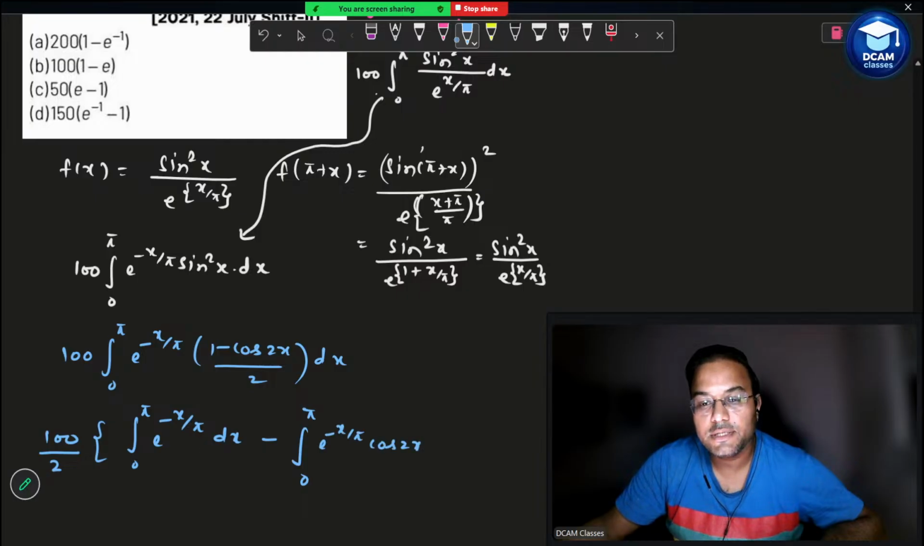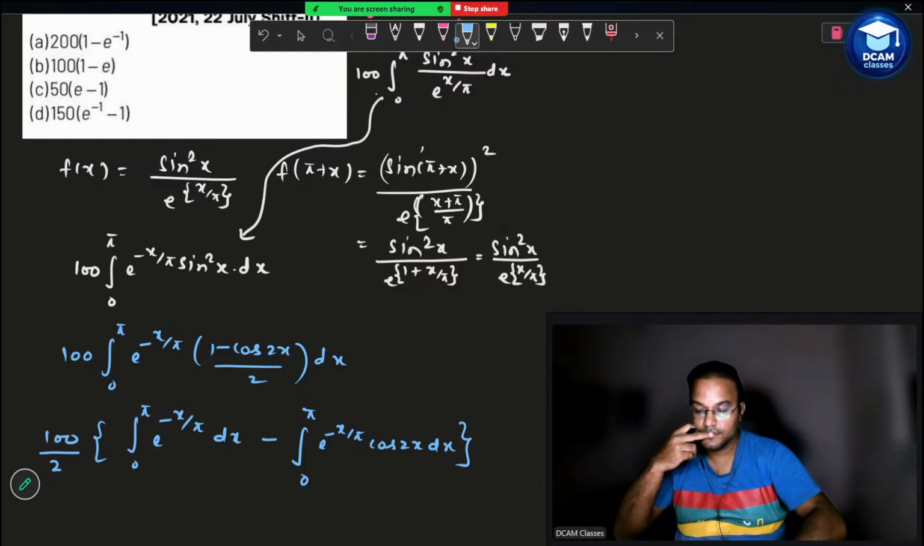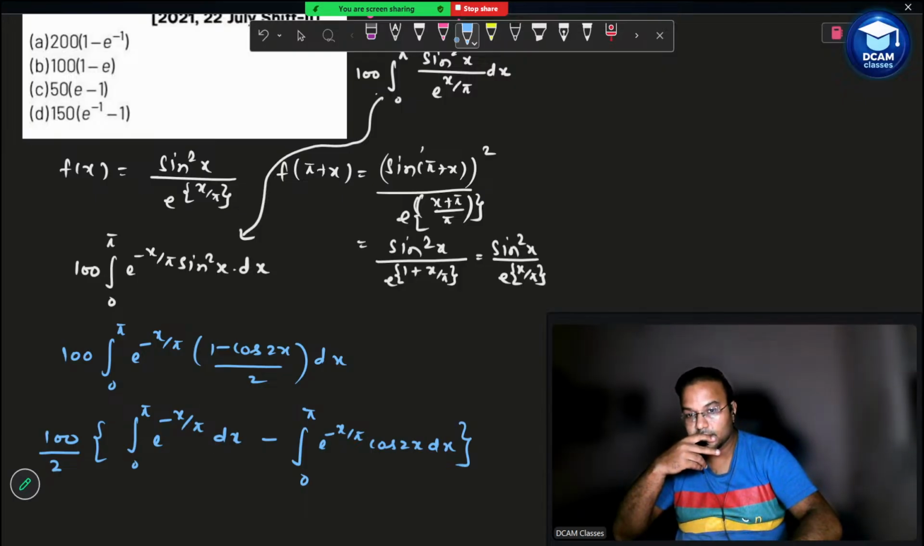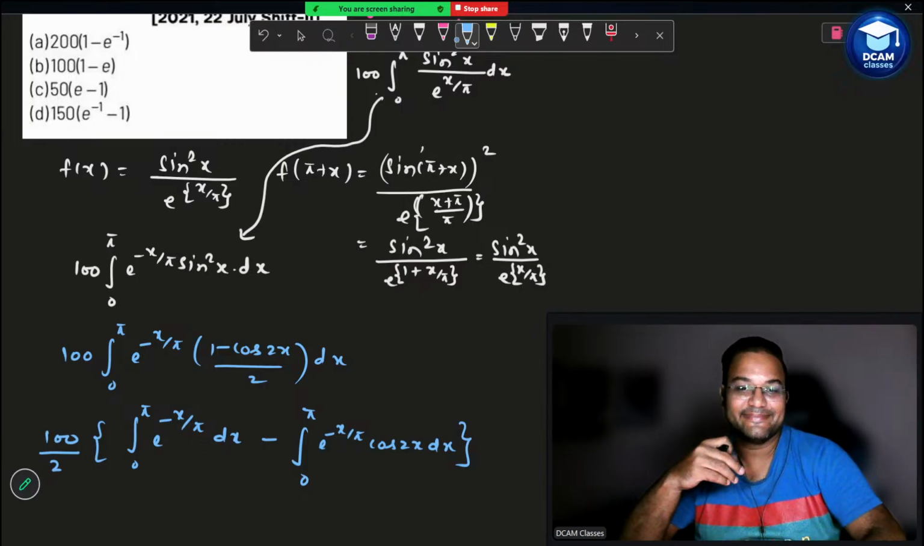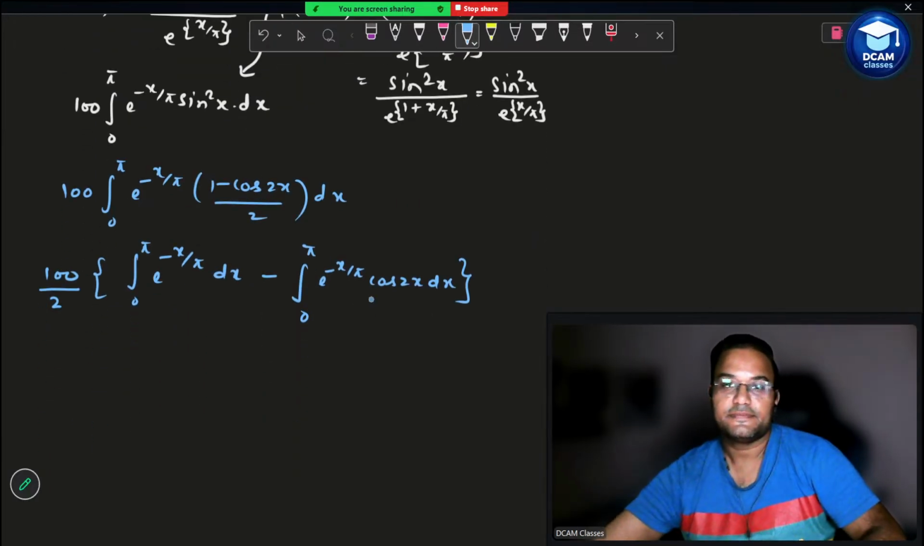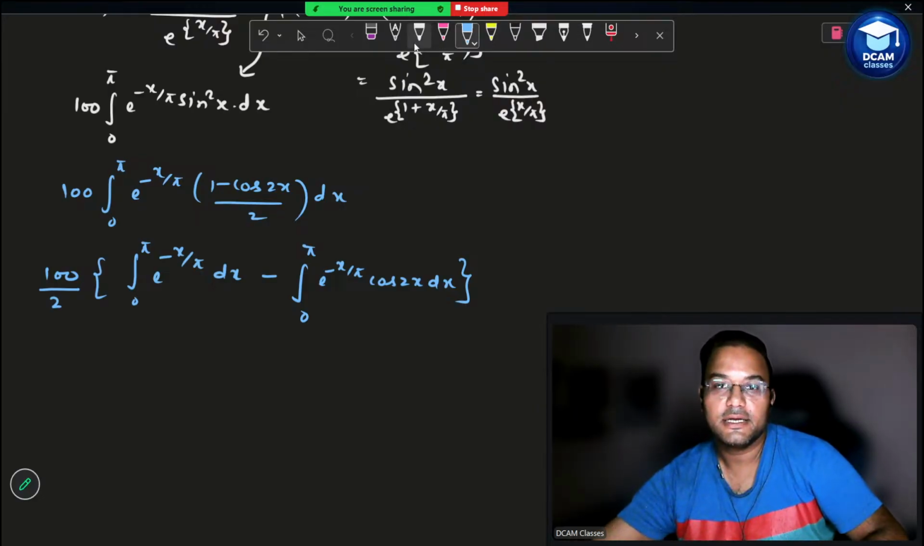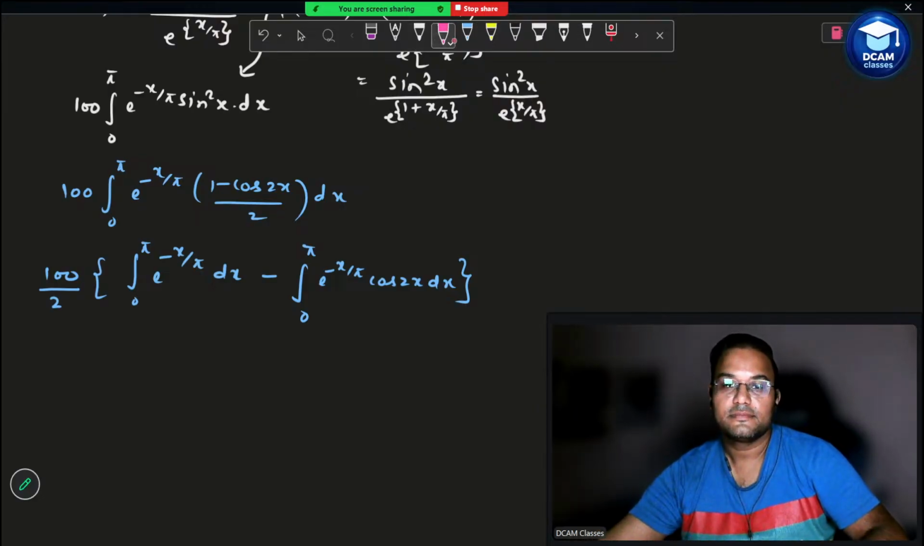Actually, the first one is very easy to solve. What about the second one? How will we do it? We use by parts. Or King's rule. Yes, sir. King's rule is better. It will become very easy. Just solve it and then get done. It's actually done.